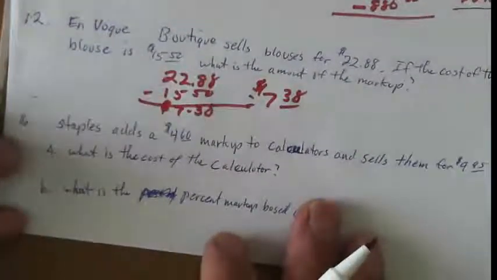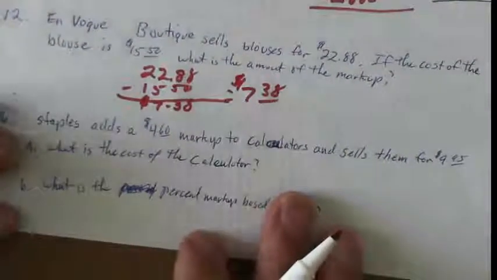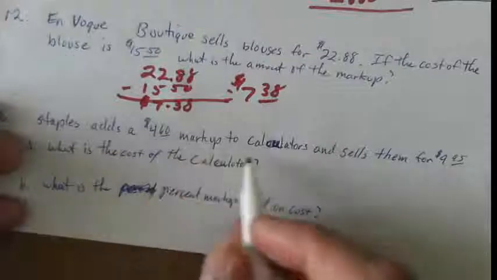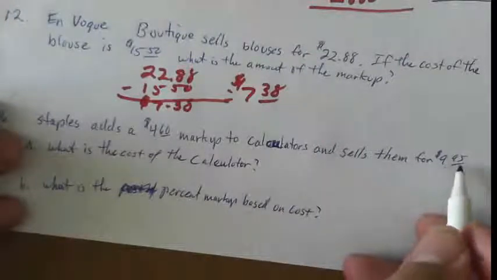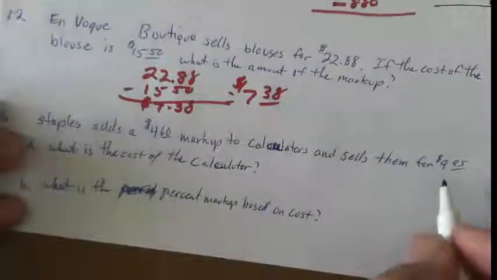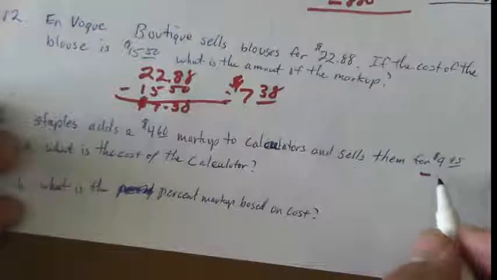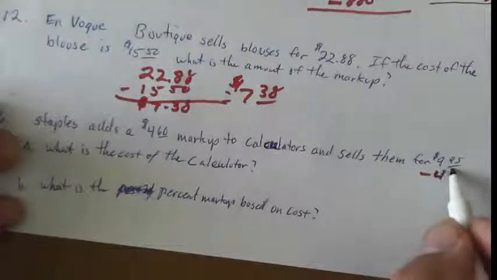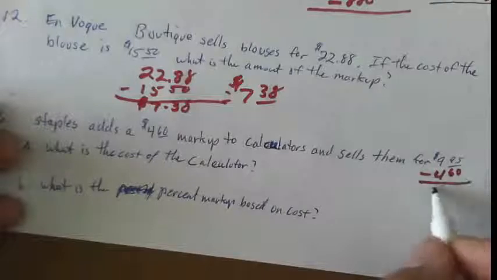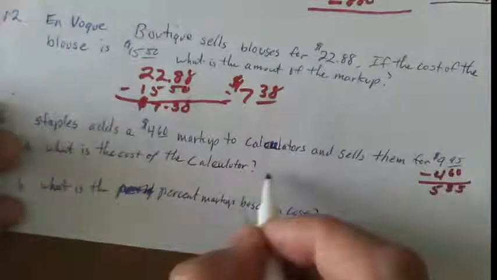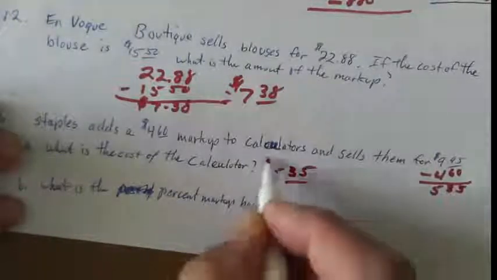The last one I thought I'd demonstrate is number 16. It says Staples adds a $4.60 markup to a calculator and sells them for $9.95. What is the cost of the calculator? Well, again, you're going to subtract to get the actual cost because they gave you the markup, right? So $5.35. So that was pretty straightforward.